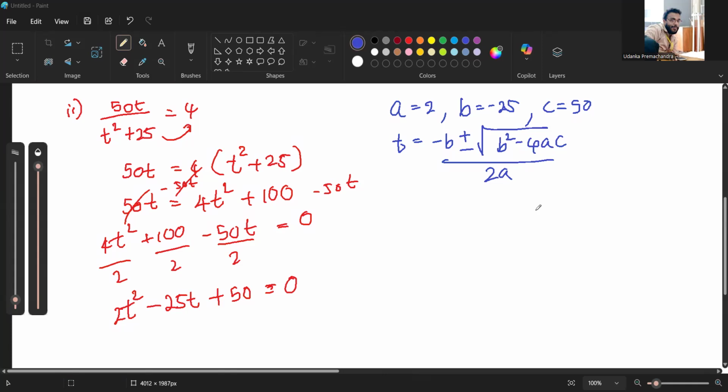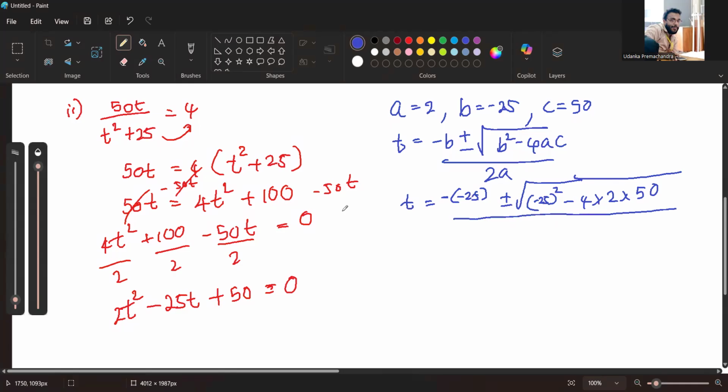Now you can simplify. T equals negative b, negative negative b is negative 25, plus or minus square root of b squared, negative 25 squared, minus 4 times a, which is 2, c is 50.